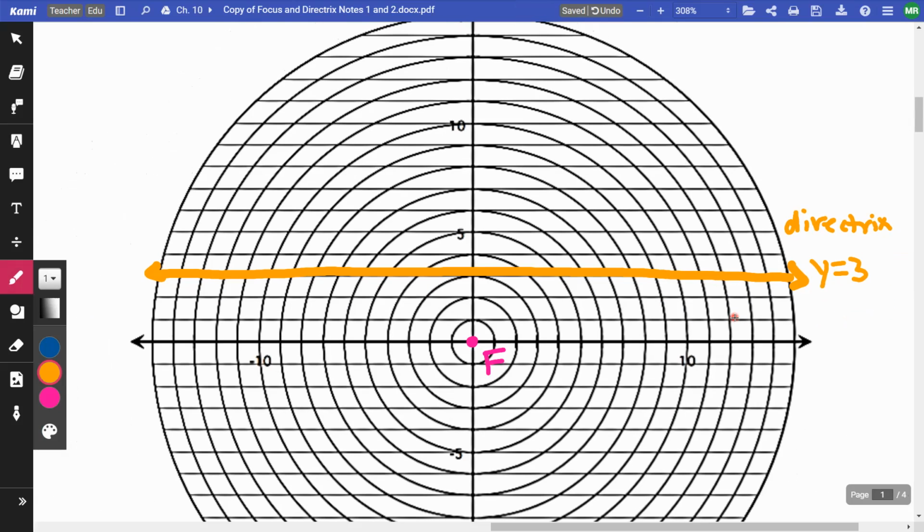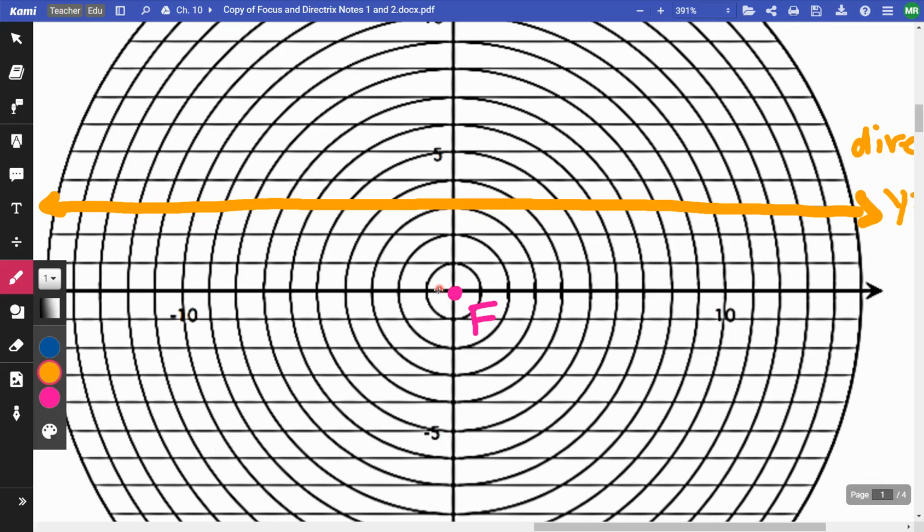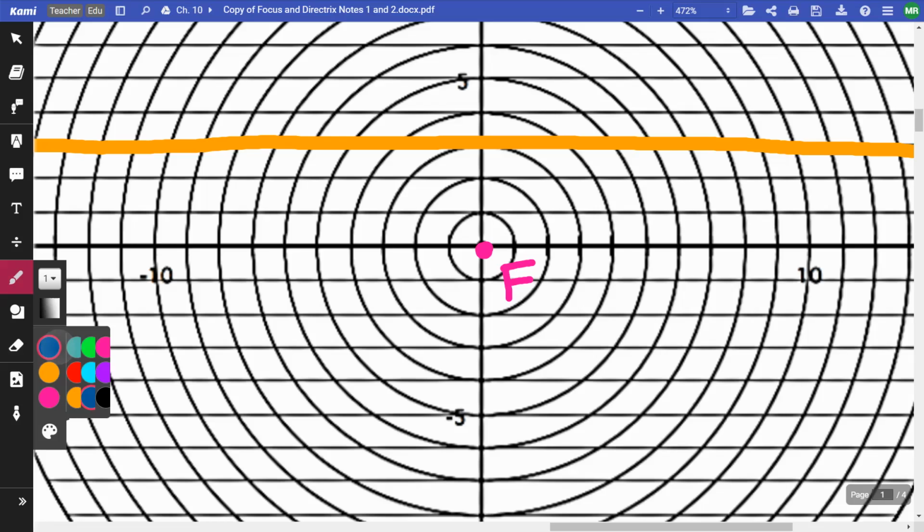Now we want to graph a parabola just from these 2 bits of information. Well, what I know is that the distance between my focus and any point on the parabola, and my directrix and any point on the parabola, has to be the same. So if I'm looking at my focus here at 0, 0, my directrix here at y equals 3, can anyone tell me the coordinates of my vertex? Just trying to get a color we can see.